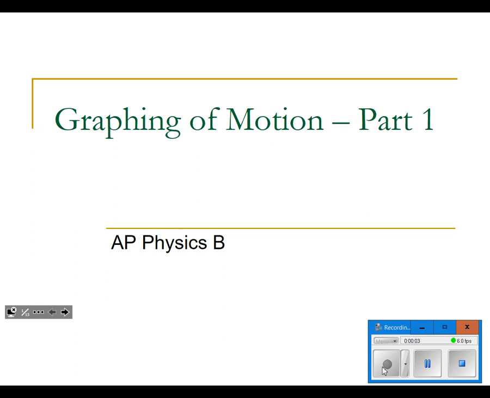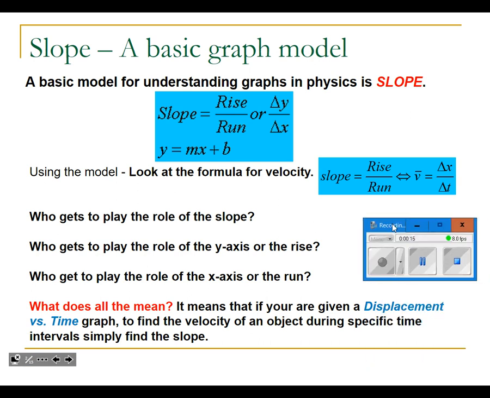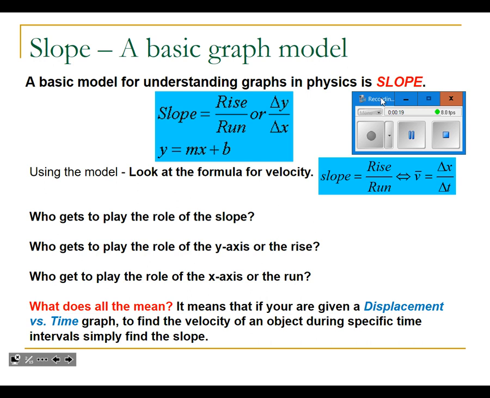All right, ladies and gentlemen, this is Graphing of Motion Part 1 for AP Physics 1. All right. Two things that we can get from a graph in physics. The main things we will always be looking at are going to be our slope and our area under the line. So for most basic models in physics, we will use slope.